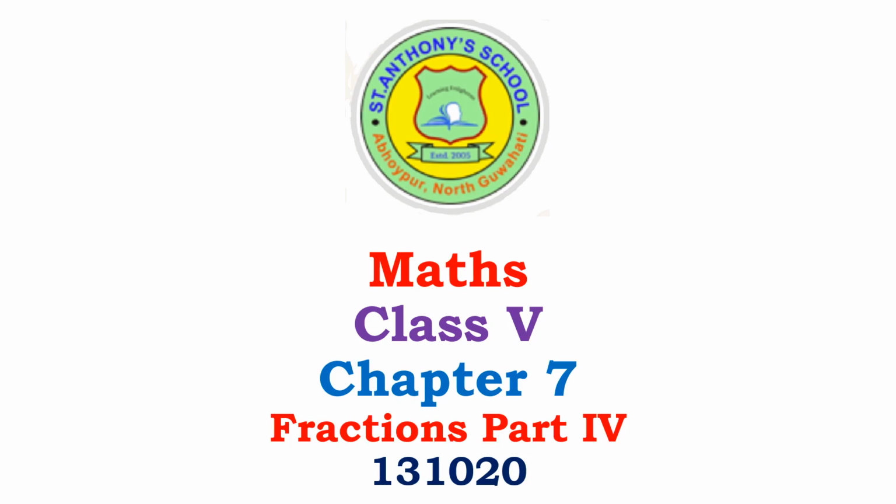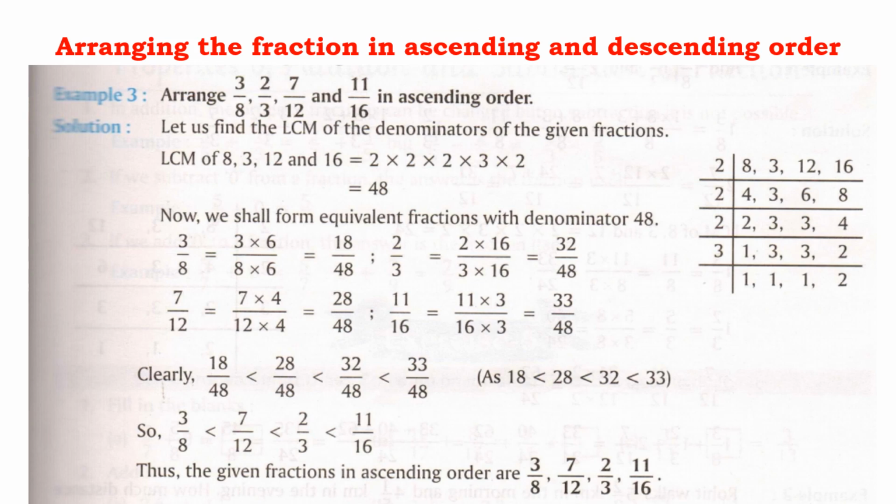Let us continue our part 4 of chapter fractions. So today we will study about arranging the fractions in ascending and descending order. I hope you all remember: ascending order was small to big and descending order was big to small.